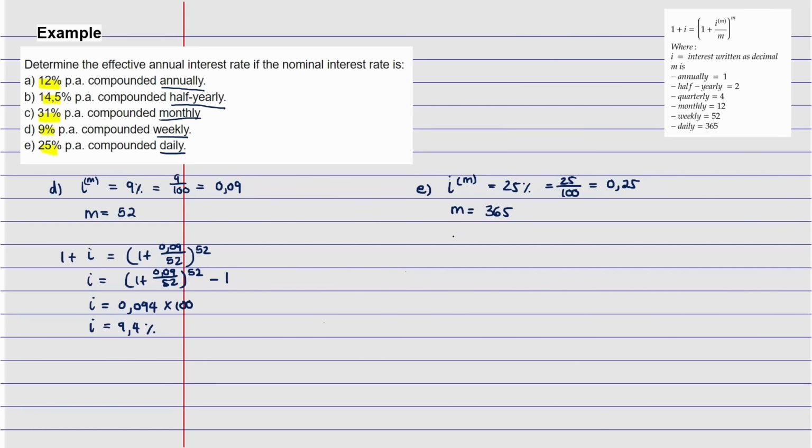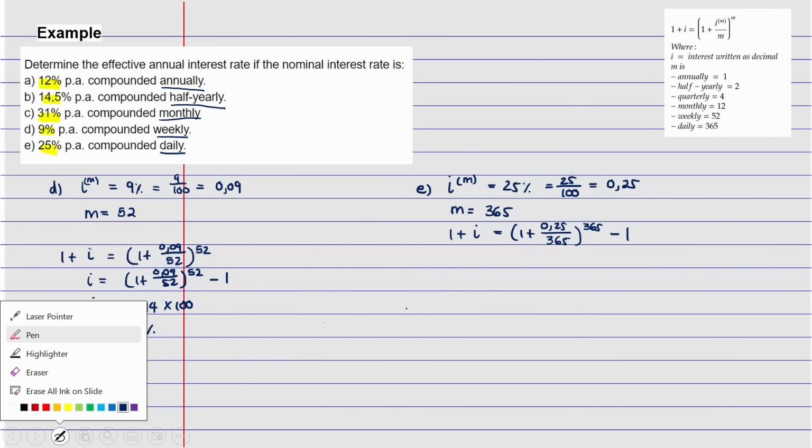Now substitute everything into the formula. It's going to be 1 plus I, which is the effective rate we're looking for, equal to 1 plus 0.25 divided by 365, because that's M. I made a mistake there. And this is to the power 365, minus 1.